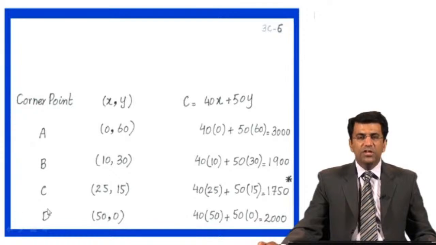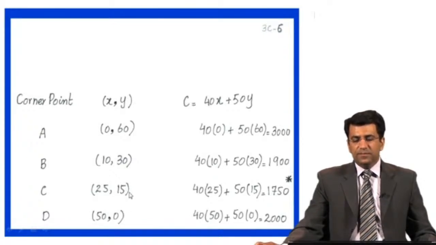Let's talk about the point D. Point D means if we are only producing product A or X1 and we don't produce product Y, then the total cost will be equal to 2000. Similarly, what is the combination at this particular point C? The point C indicates that if we produce 25 units of the first product and 15 units of the second product, then the total cost will be equal to 1750.